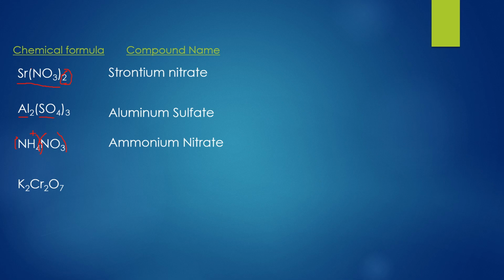All right, let's look at the next example. The metal portion is this K. That is the alkali metal, potassium. The polyatomic is this Cr2O7. So the name of this guy is going to be potassium chromate.